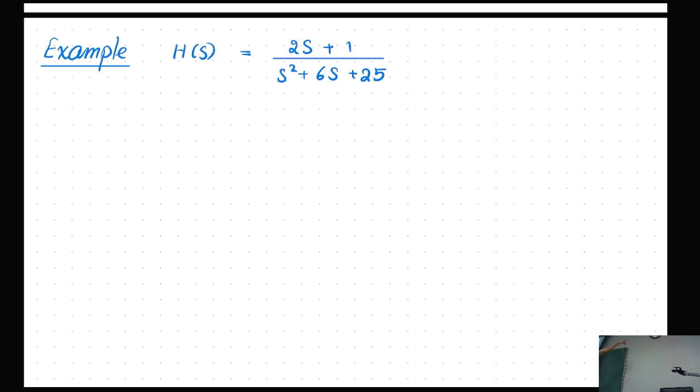I'm going to give you just 1 minute to find the poles. Can you find the poles? Let's find the poles.